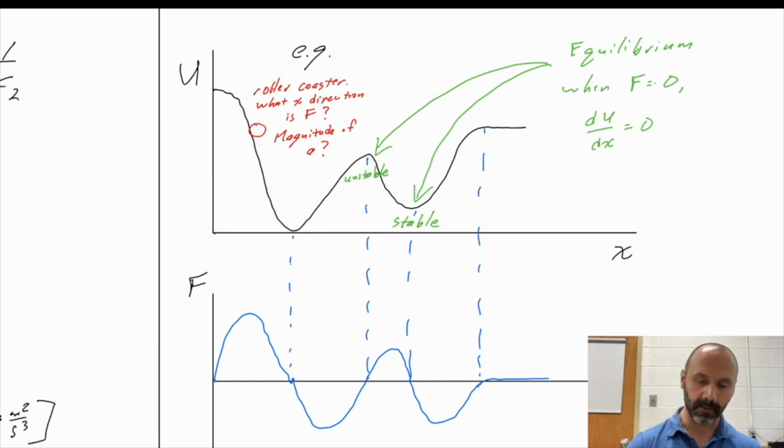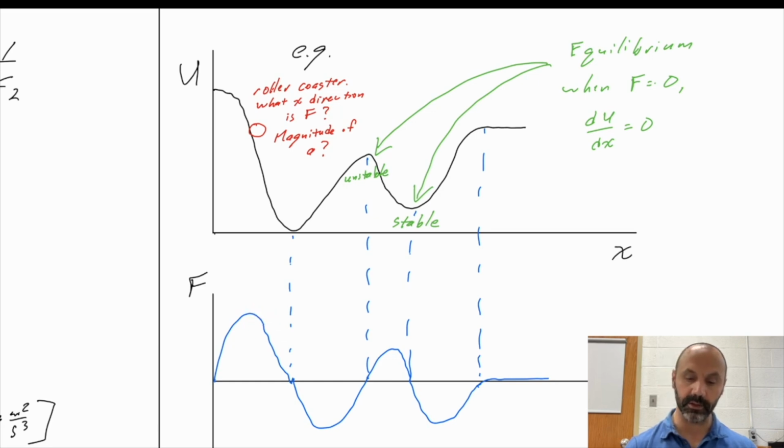Think of it this way. At this point right here, if I had a marble here, or a roller coaster car, something like that, then what horizontal direction is the force? Well, it's in the positive direction, right? And so look, the force in this whole region here is in the positive direction. And the magnitude of the acceleration, where would the acceleration be the most? Well, at the steepest part. That's where you have the greatest magnitude of force, right?